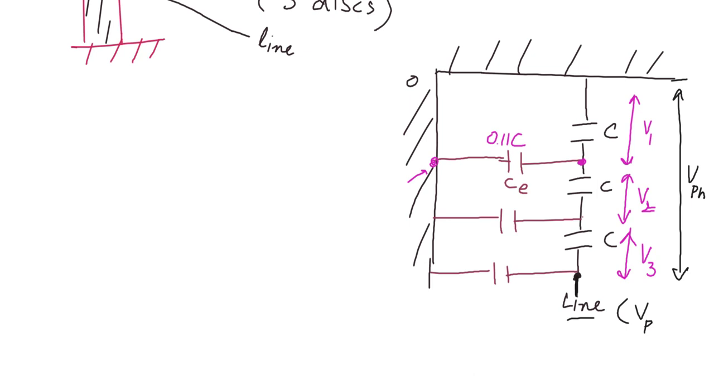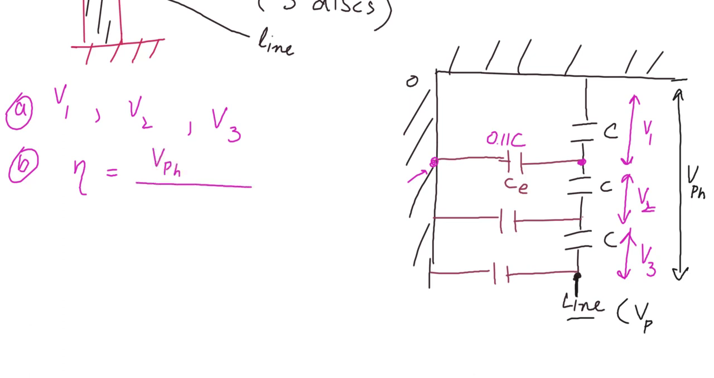Now our objective in the first part is to determine V1, V2, and V3. In the second part, we need to determine the string efficiency. String efficiency is given by phase voltage divided by N times the voltage across the insulator next to the line, which is V3, where N is the number of insulator units in the string.